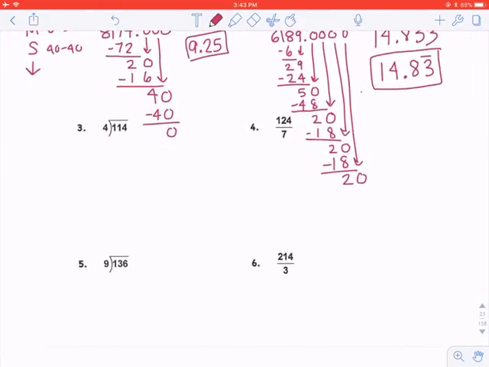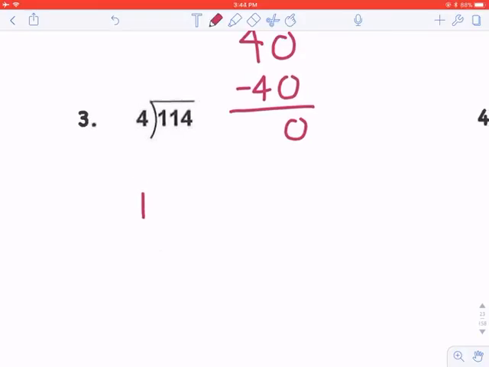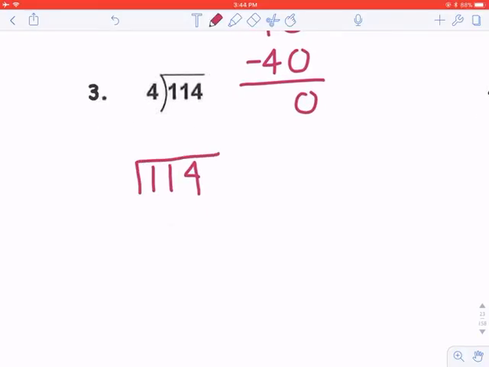Pause the video and try number 3. Come back when you're ready to see the answer. All right, I'm going to start going through these a little bit faster so I don't waste so much of your time. So here, 4 does not go into 1, so I'm going to put a 0.